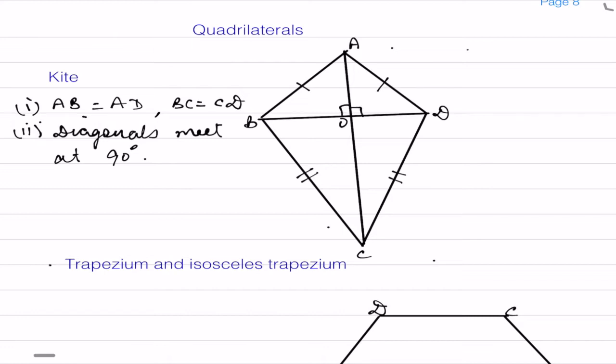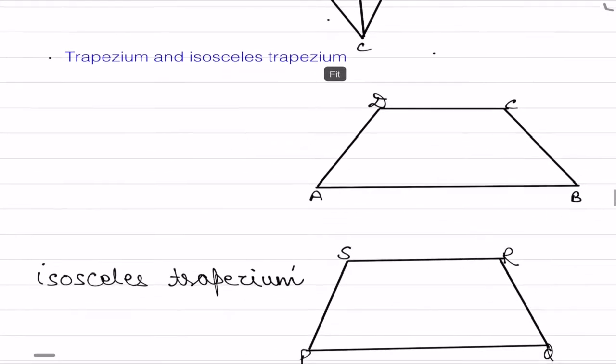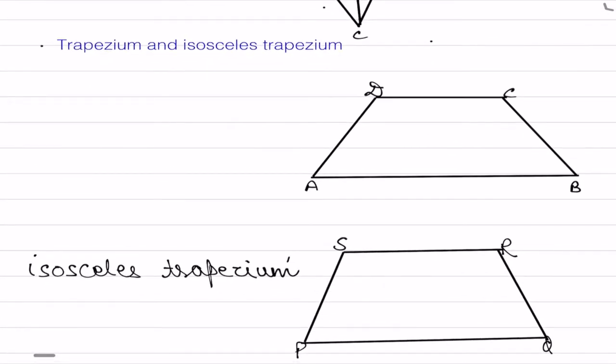The second type of quadrilateral is the trapezium and the isosceles trapezium. What is a trapezium? A quadrilateral having two parallel opposite sides and two non-parallel opposite sides is called a trapezium. Like in this figure you can see AB is parallel to DC and AD is not parallel to BC. So this figure is known as a trapezium.